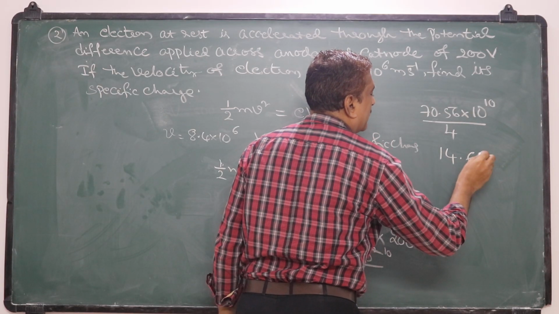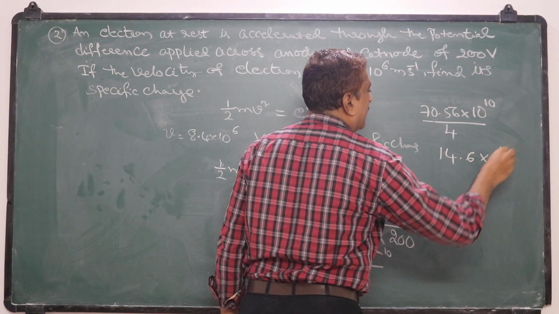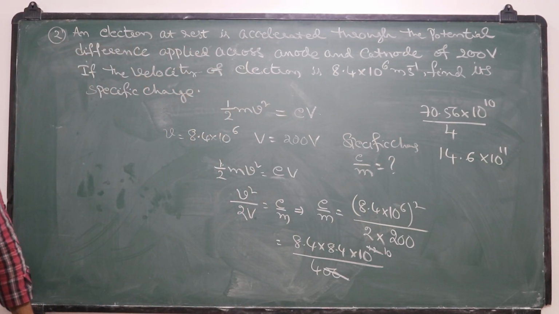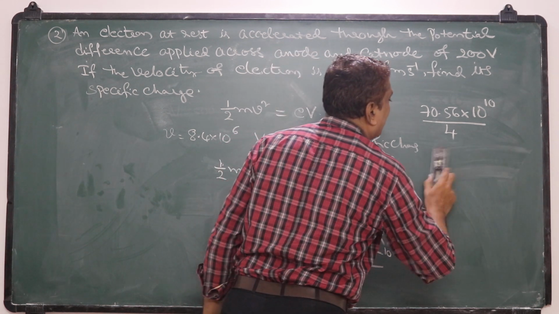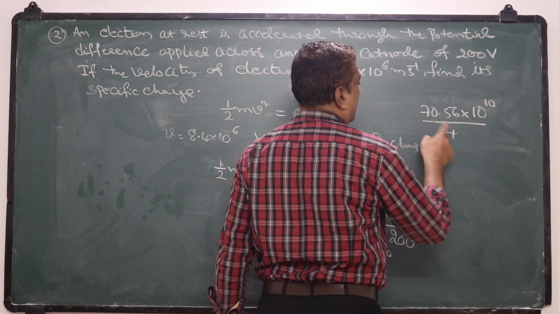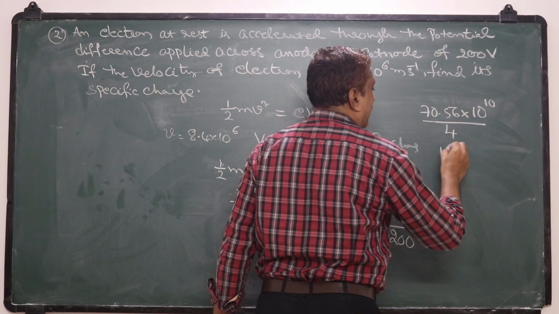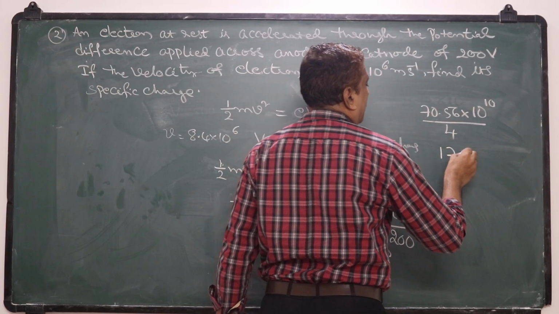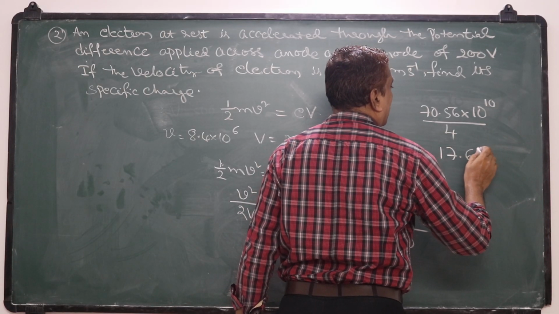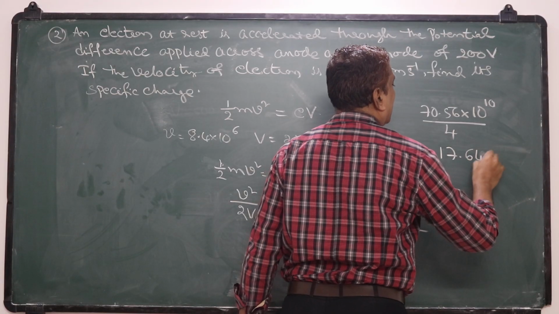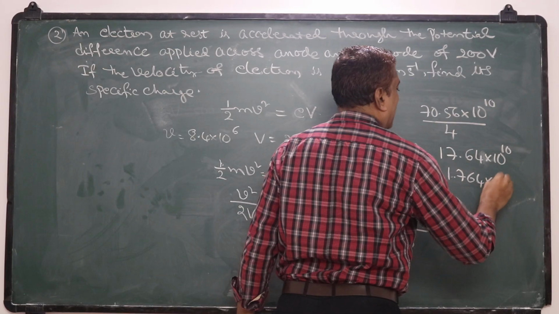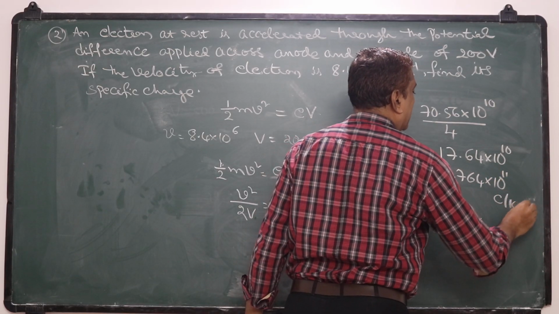Point 6 into 10 power 11, sorry, 1 that is 37.6 into 64 into 10 to the power 10, that is 1.764 into 10 to the power 11 coulomb per kg.